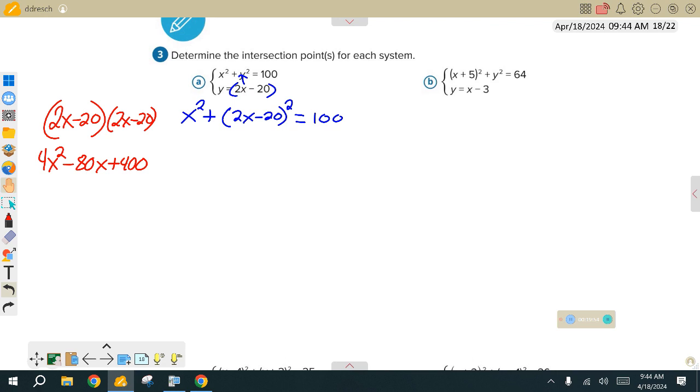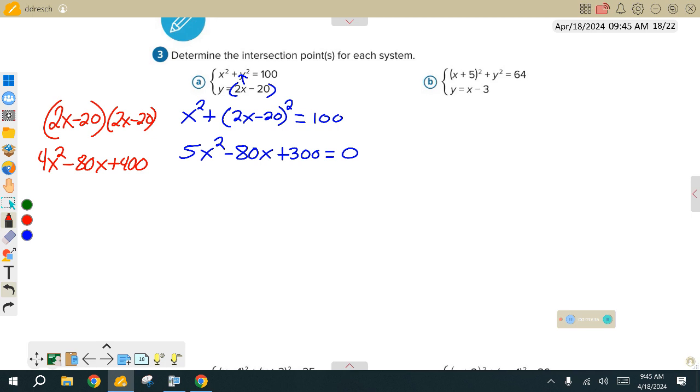I'm combining like terms. 1x squared and 4x squared gives me a 5x squared. That's a minus 80x. There's nothing to do with that. Now, 400 and that 100. Let's think about this. That 100 I'm going to bring to the other side to combine with 400. What's that going to give you? 300, right? Equals, so I got a 0 there. Checkmate. But all I did is put it in standard form.